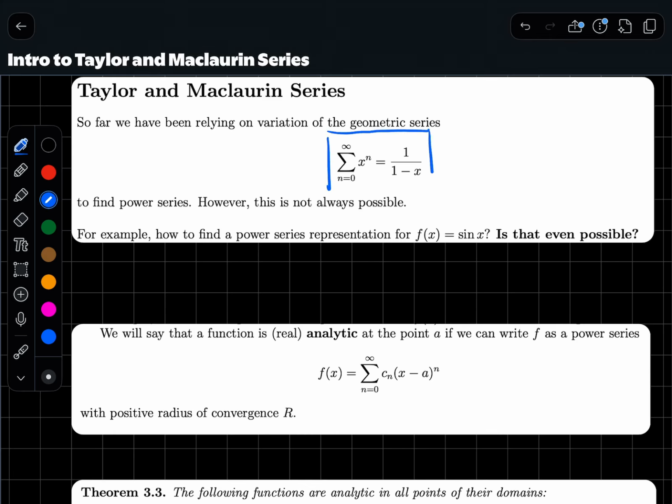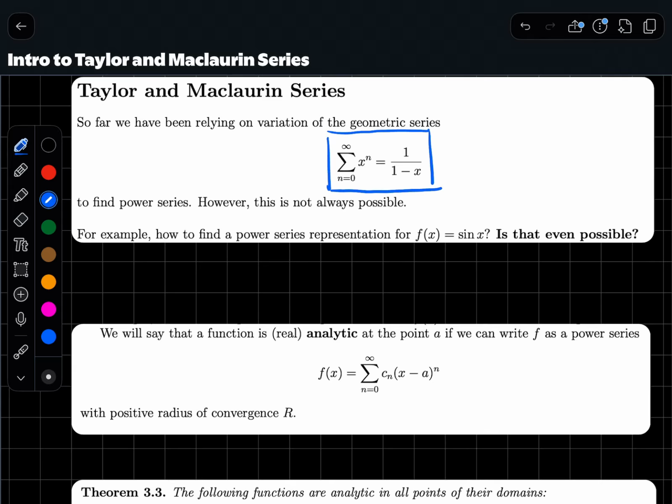So what I'm trying to make a point about here is that at this point so far, whenever we're trying to represent a function as a series, we've always used this geometric series of ratio x in one way or another. But in some cases, this is not even possible.